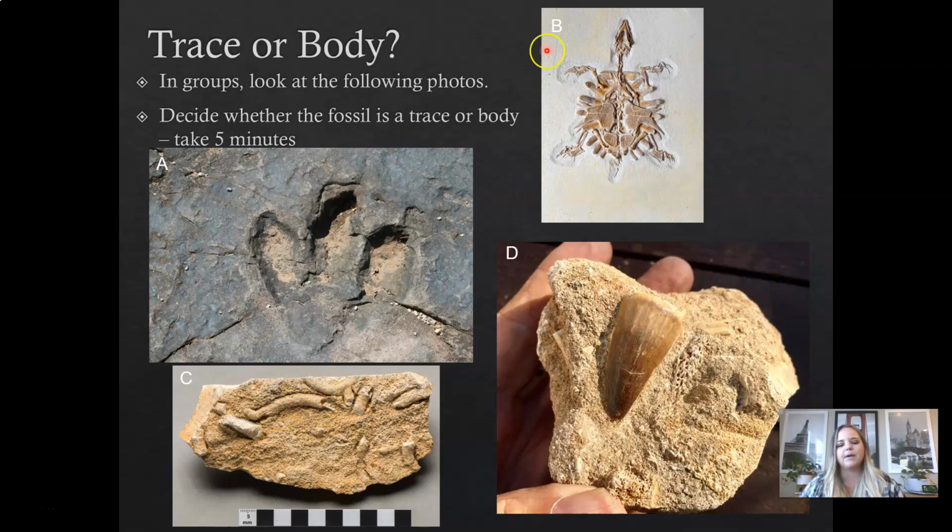Up here in the upper right, we have B, which is basically an entire turtle, not shell, but a turtle skeleton. And the turtle skeleton, because it's the actual organism, this is a body fossil. And then D down here is a tooth, maybe from a shark, maybe from a dinosaur, we're not sure. I'm not sure based on the photo, but this would be an actual body fossil because it's a portion of the organism.